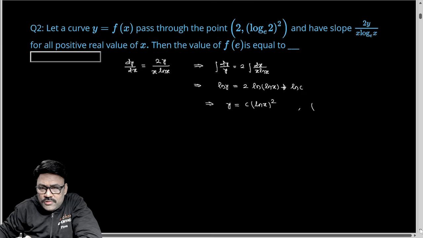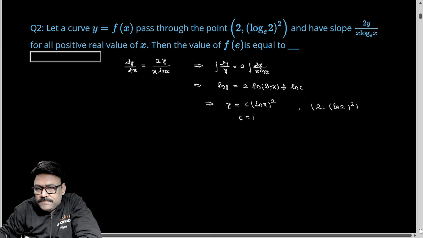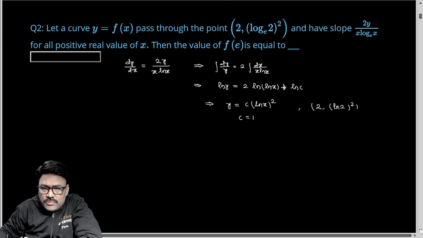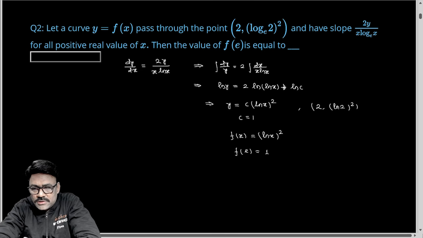Now they are saying that this point 2 comma log 2 whole square actually satisfies this curve. So put x is equal to 2 and y is equal to log 2 whole square. So when you put x is equal to 2 here and y is equal to log 2 whole square, c comes out to be 1. C is 1. And when c is 1, you can say that your function fx is basically log x whole square. Now what are they asking? They are asking fe. So fe will be log e whole square, which is 1. So again, 1 is the correct answer here.